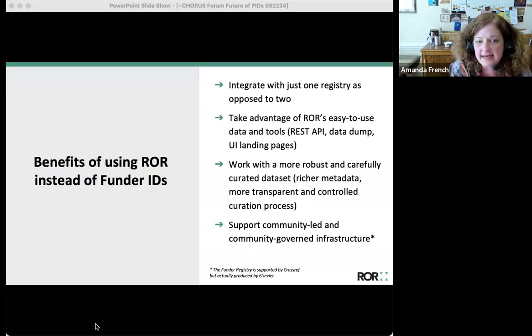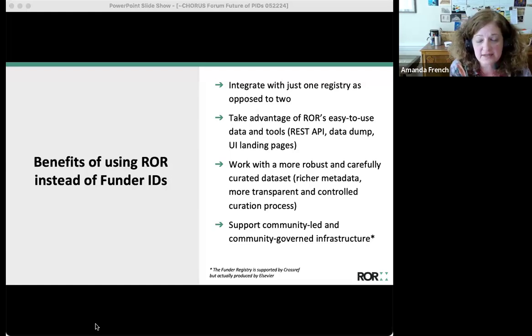There's no denying that there's work to be done in transitioning from the funder registry to ROAR, but there are a lot of benefits. As we said, there's no need to use both the funder registry and ROAR. You can use one single registry for both identifying funders and author affiliations, and author affiliations for multiple purposes, including for open access deal management.